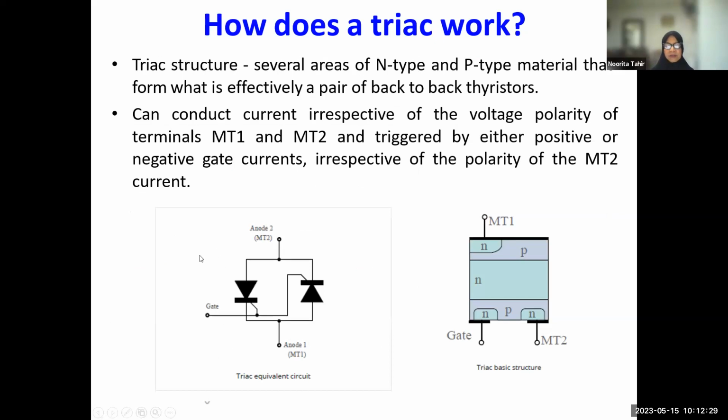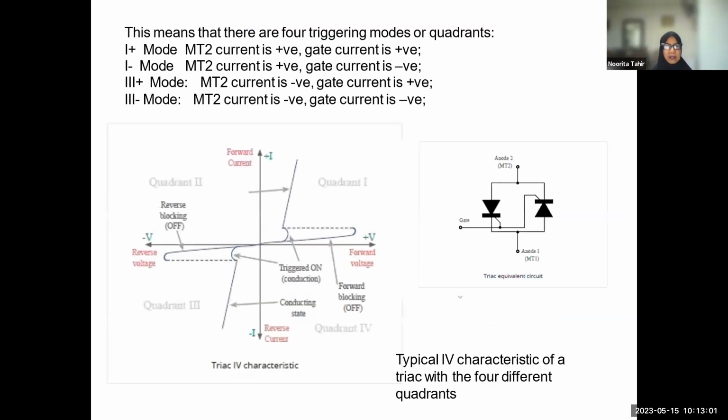Okay, so the first one is actually the mode for MT2 current positive, gate current positive. Okay, and then kalau I negative, MT2 current positive, gate current negative. Okay, for the third one, which is the third quadrant, MT2 current negative, gate current is positive, and MT2 current negative, gate current is negative. Okay, ada kat sana. Kat sini sorry. I tak tunjuk pula kat sini.